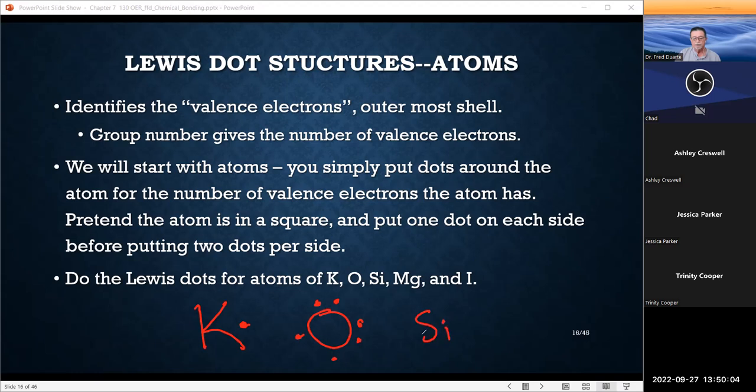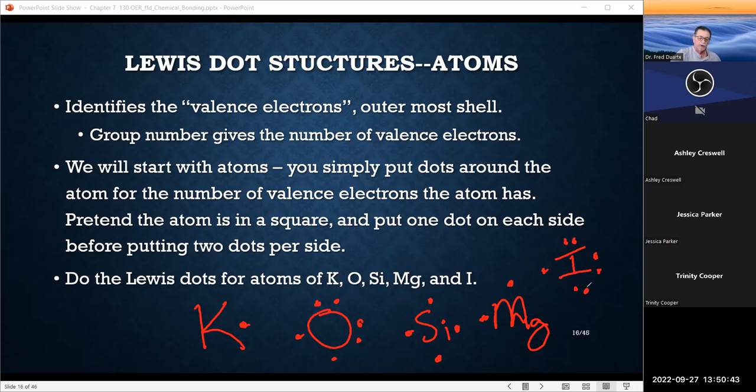Silicon is in group 4. So we go 1, 2, 3, 4. Magnesium. Magnesium's in group 2. So we can go 1, 2, or whichever place you want to put them, that's fine. I just put them side by side to be consistent with me going around the horn. And then iodine, which is in group 7. We go 1, 2, 3, 4, 5, 6, and 7. So these are the Lewis dot structures for these elements.